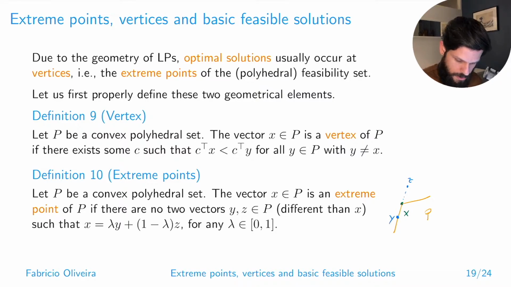Suppose now that we have the same polyhedral set here, and we're wondering whether this is an extreme point. You can see that if this is x, you can pick y here, and z here, and definitely write x as a convex combination of both. So that point at the top is definitely not an extreme point.